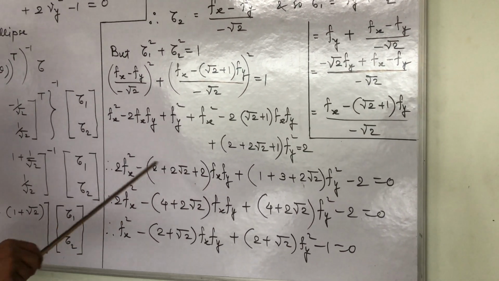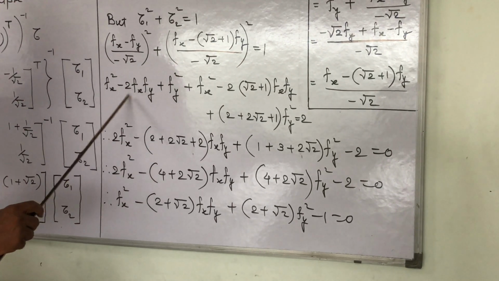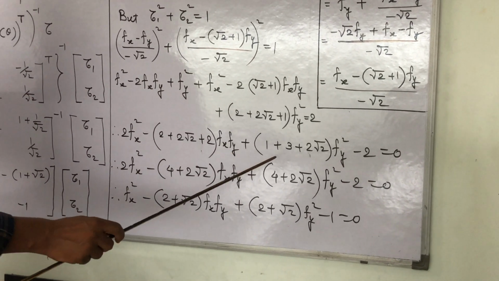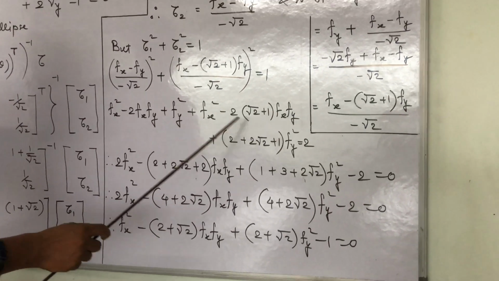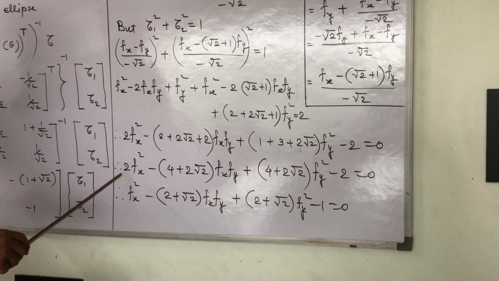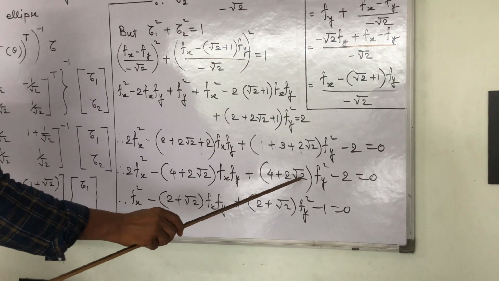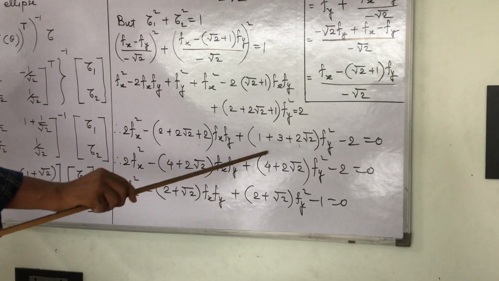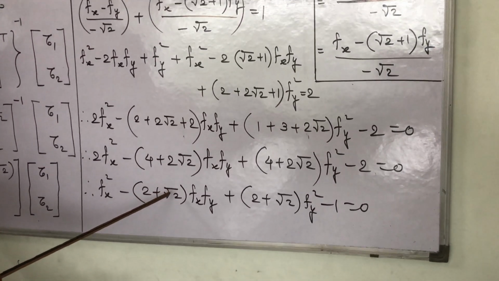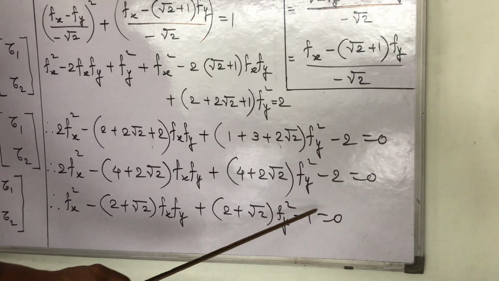Now simplifying this equation, 2 fx square, fx fy term these 2, so minus 2 plus 2 root 2 plus 2 fx fy, and fy square this one. So 1 plus 3 plus 2 root 2 into fy square minus 2 equal to 0. So 2 fx square minus (4 plus 2 root 2) fx fy plus (4 plus 2 root 2) fy square minus 2. Dividing both sides by 2, we get fx square minus (2 plus root 2) fx fy plus (2 plus root 2) fy square minus 1 equal to 0.